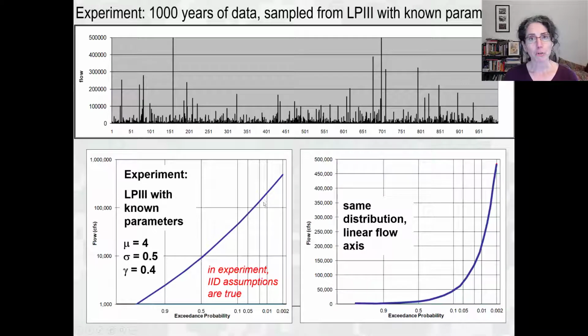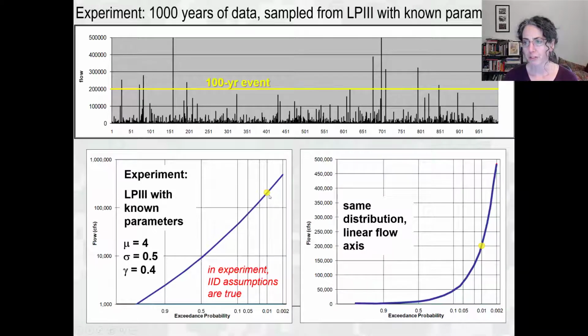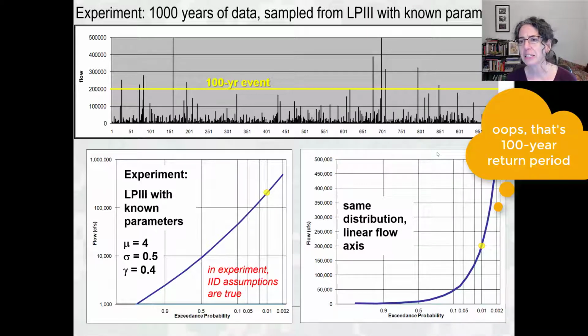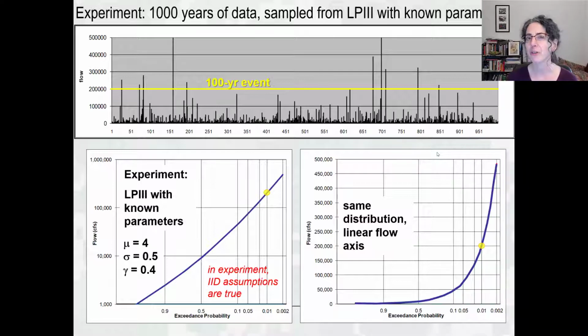On our original probability distribution, the 1% flow is here at about 200,000 CFS. So here's the 1% flow or 100-year flow plotted against the data. If you think about the 1% return period, that means this flow should be equaled or exceeded on average every 100 years. So in 1,000 years, it should be equaled or exceeded about 10 times. And we see 1, 2, 3, 4, 5, 6, 7, 8, 9, 10, 11. So a little bit over, but about right.